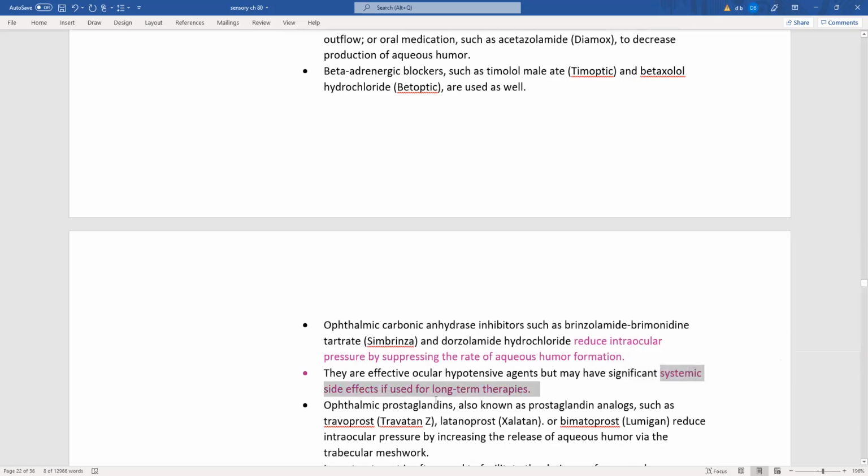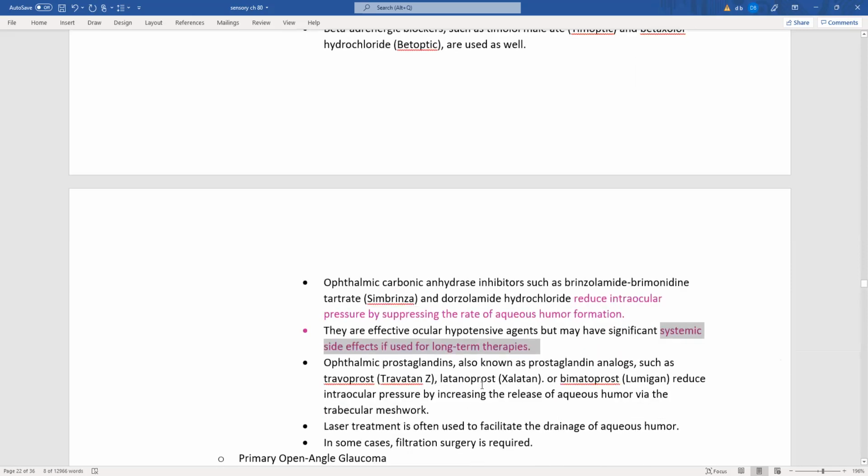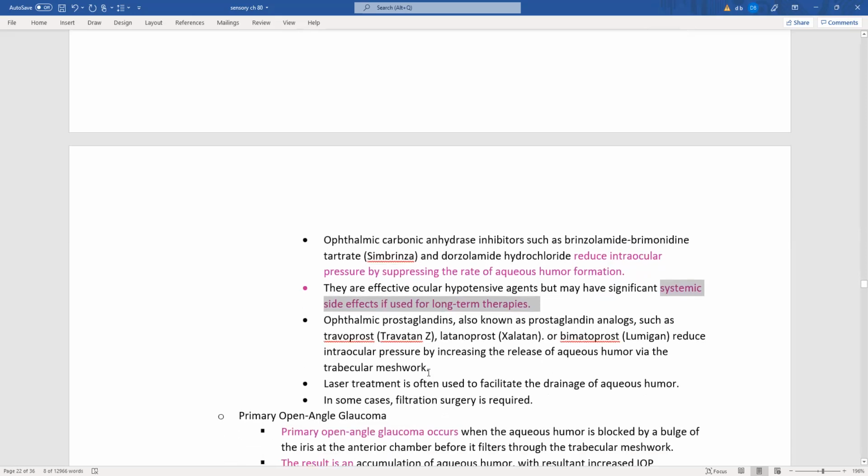Damn, I didn't know that. So hypothalamic prostaglandins reduce intraocular pressure. Y'all see what they are? The travoprost, "pros." You see that "pros" at the end? You know those are prostaglandins. Pros. They reduce intraocular pressure by increasing the release of aqueous humor through the trabecular meshwork.